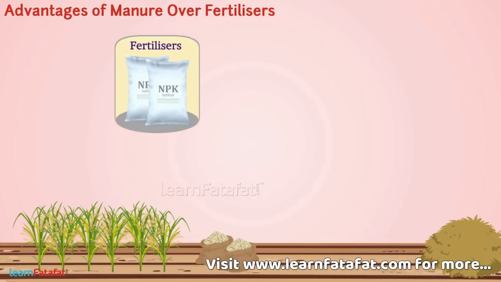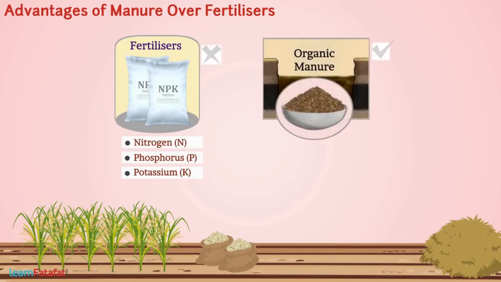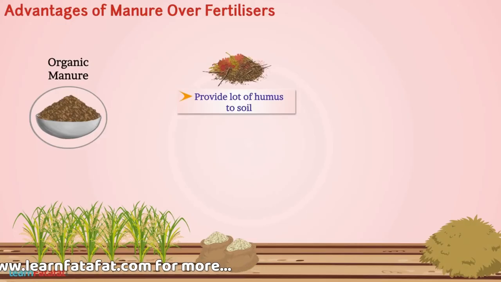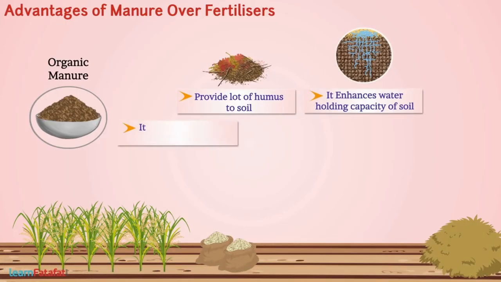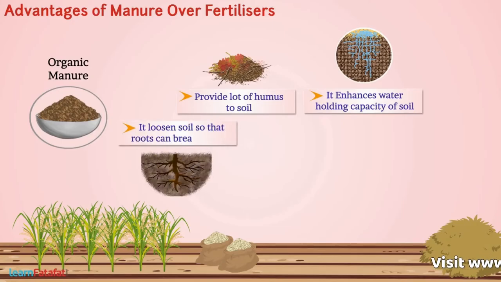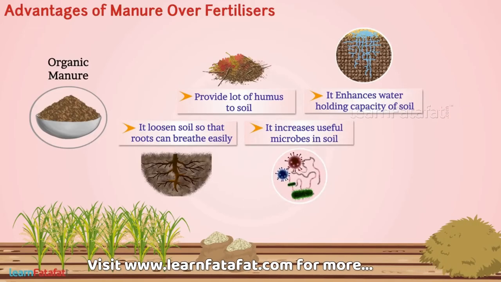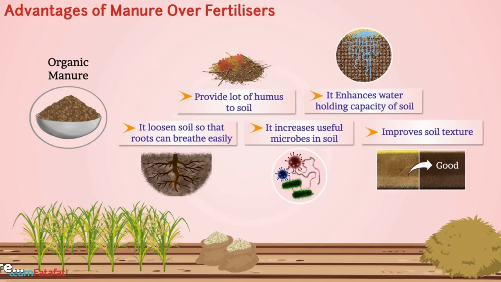Even though fertilizers are very rich in nutrients, we should still encourage the use of organic manure because of many advantages over fertilizers. These are: manure provides a lot of humus to the soil. It enhances water holding capacity of soil. It loosens soil so that roots can breathe easily. It increases useful microbes in the soil. And it also improves soil texture.